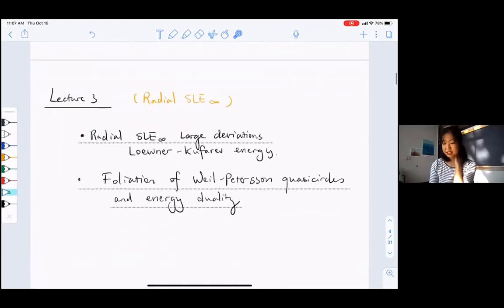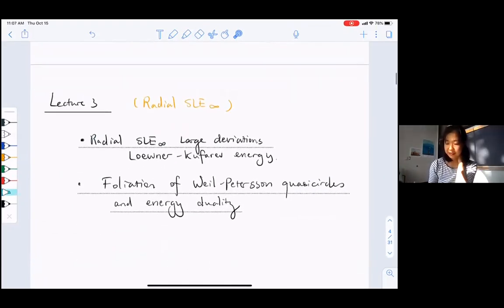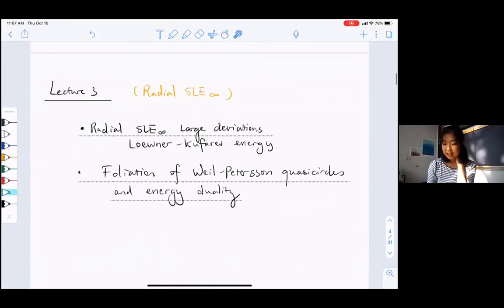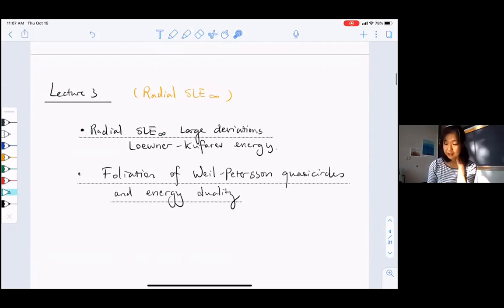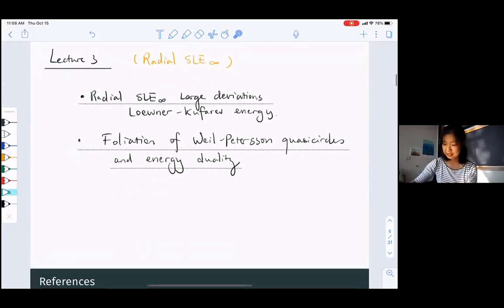In the third lecture, we'll be looking at SLE infinity in the radial case, which will give rise to an energy called the Loewner-Kufarev energy. And on the finite energy side, the classical geometric object we'll be looking at is the foliations of the Riemann sphere by Weil-Petersson quasicircles. This is the plan of my 3 lectures.